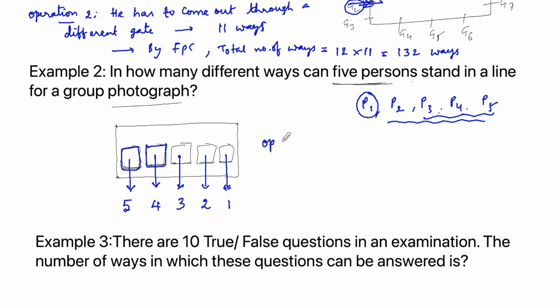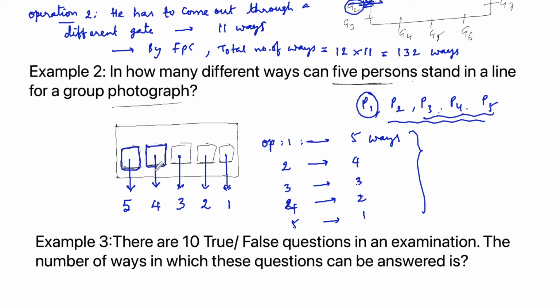So operation 1 can be done in 5 different ways, because there are 5 persons, so 5 ways we can do it. And operation 2 can be done in 4 different ways. And operation 3 can be done in 3 different ways. And operation 4 can be done in 2 ways. And operation 5 can be done in 1 way.